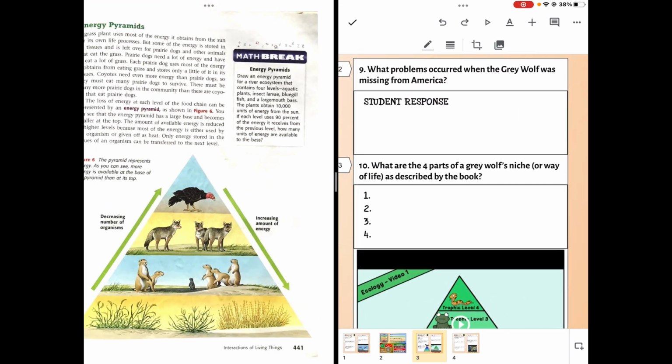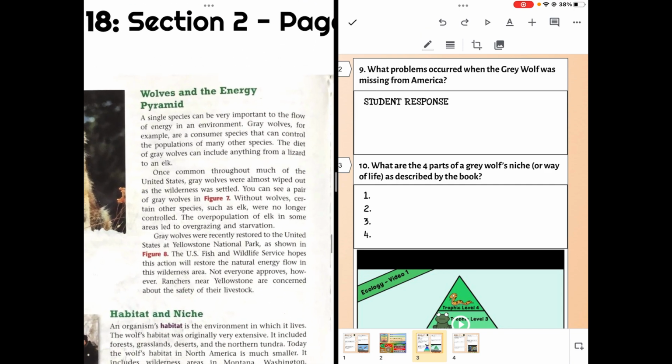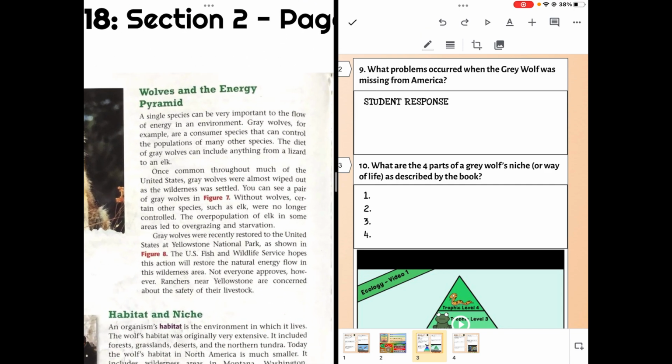Then we talk about gray wolves. Gray wolves have a terrible history in that we humans killed all the gray wolves in the lower 48 states. They used to be everywhere. They only barely existed in Canada and Alaska. And so when we wiped them out, what problems occurred because they were gone?